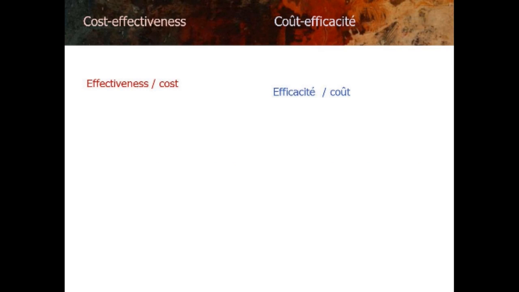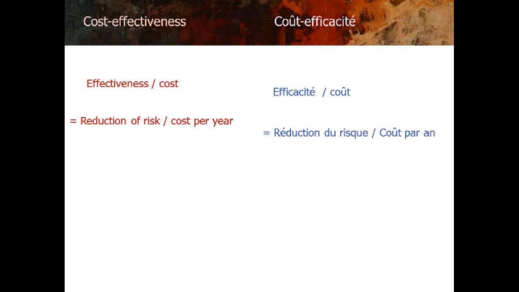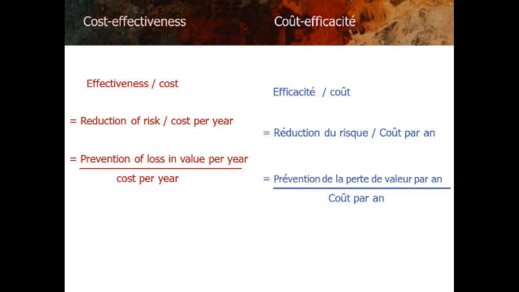Cost effectiveness, on the other hand, is the traditional business definition: the effectiveness divided by the cost. And since for us the effectiveness is how much we reduce the risk, it is the reduction of risk divided by the cost per year to do that. Another way of expressing it is the prevention of loss in value per year divided by the cost per year. And you saw in Zay Lewis's talk and also in Rob's talk some vertical axes showing a fractional savings of the collection per year.